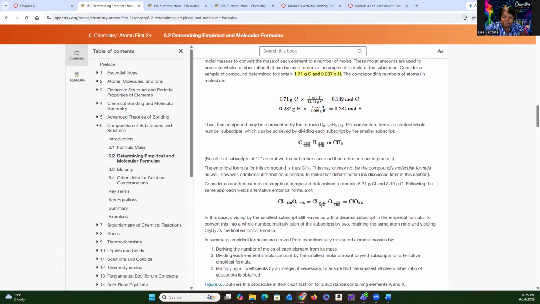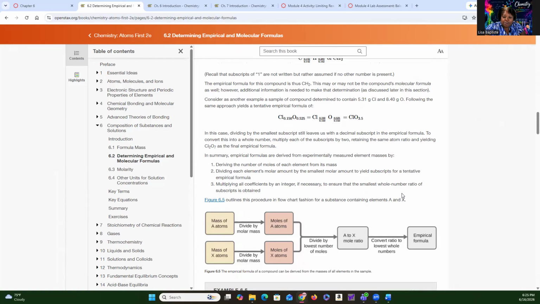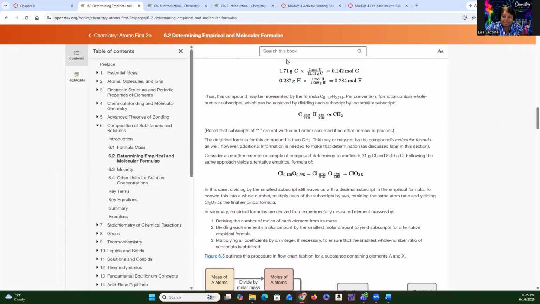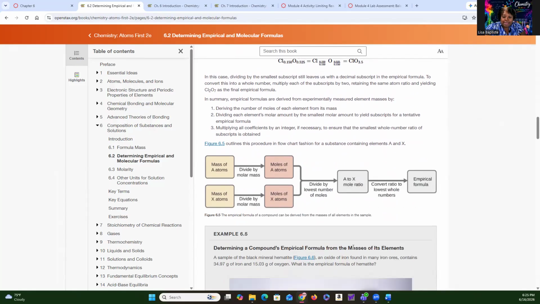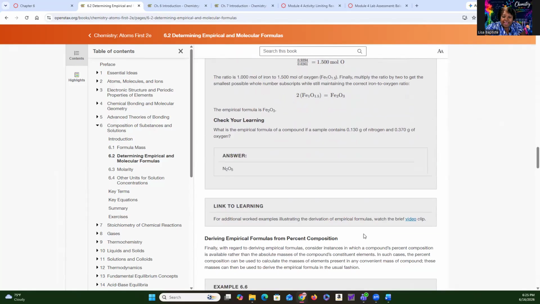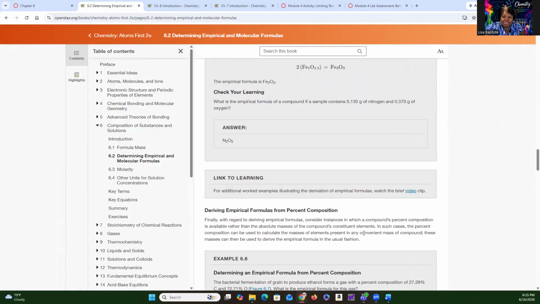And so we got 0.150 over 0.150, that is naturally 1. 0.525 over 0.150 is 3.5, okay? And so that is your empirical formula. This nice flow chart here gives you the step-by-step process that we just did in this example, all right? And so try these and see if you get the answers that they got, all right?